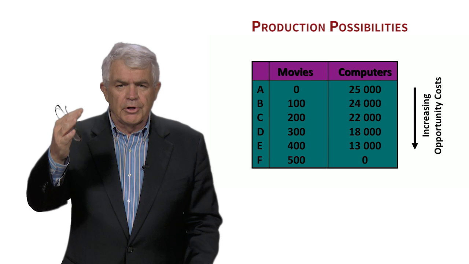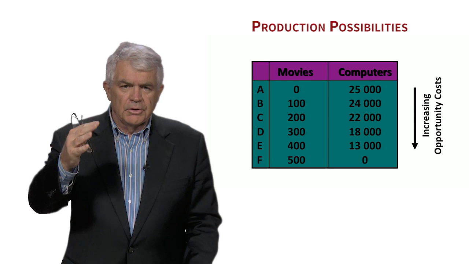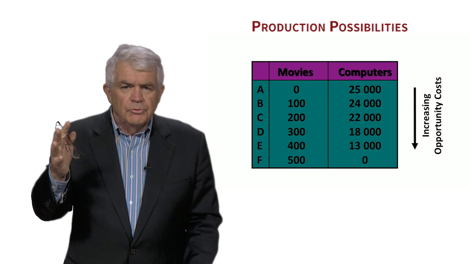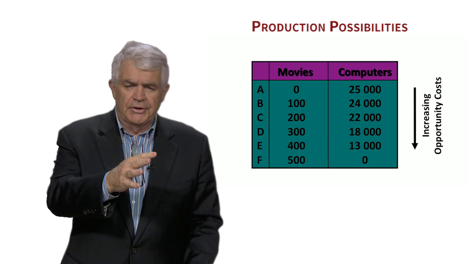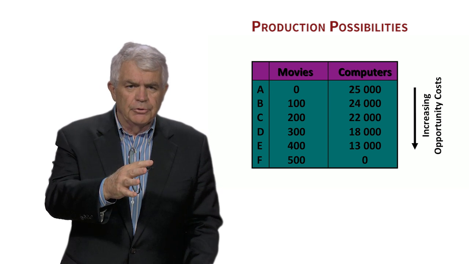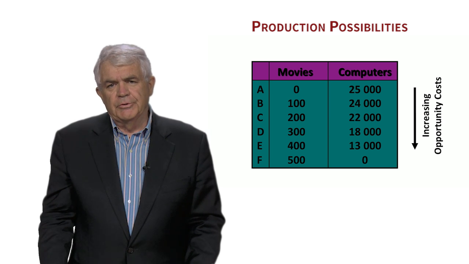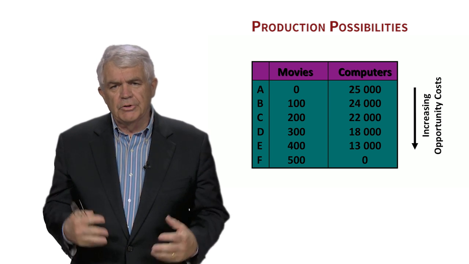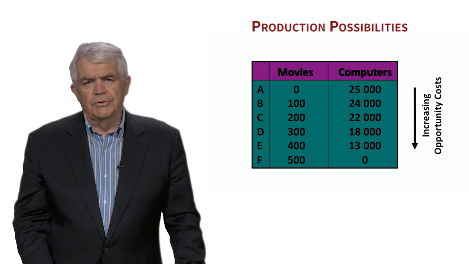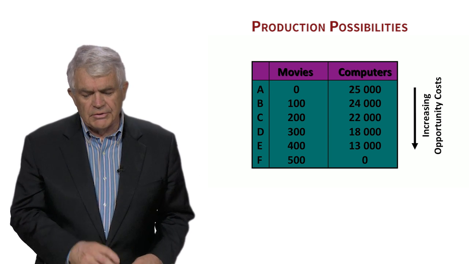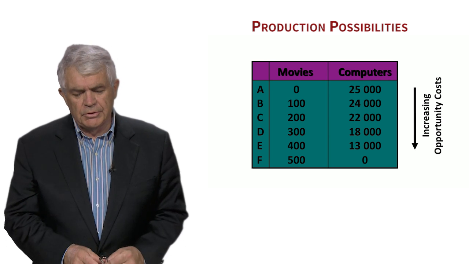So at the extreme where you're basically taking all of the workers and putting them in the movies, then you have really skilled programmers who are not very good actors, and you're getting a little bit more movies, but you're really subtracting dramatically from the capability of producing computers. And that's what causes this increase in opportunity costs. It's a very important concept. It's different than just opportunity costs. It's increasing, as this table indicates.